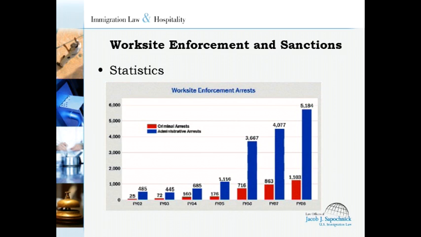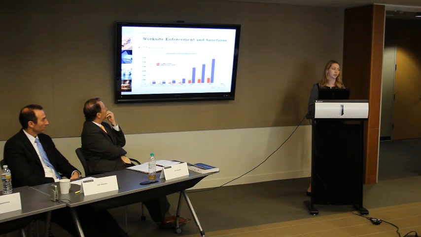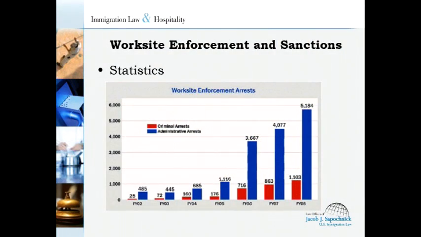In 2002, there were under 500 administrative arrests for immigration violations and only 25 criminal arrests. This figure has grown, and in 2008, it was more than 2,500 administrative arrests for immigration violations and more than 1,100 criminal arrests. So it's pretty impressive. When technical or procedural violations are found, the employer is given 10 business days to correct the violations.